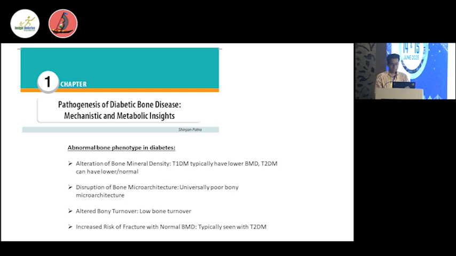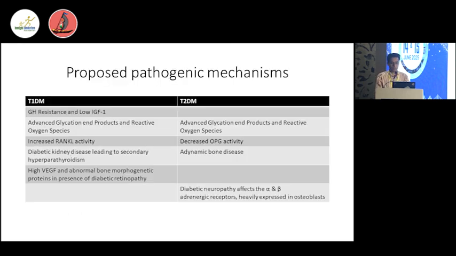in type 2 diabetes. Diabetic kidney disease, especially in type 1 diabetes, leads to secondary hyperparathyroidism. In type 2 diabetes, another very important mechanism is adynamic bone disease. And talking about complications, the microvascular complications: in diabetic retinopathy, there is high VEGF and abnormal bone morphogenetic proteins that also cause poor bone mass, as well as diabetic neuropathy, which affects alpha and beta adrenergic receptors, which are heavily expressed in osteoblasts.